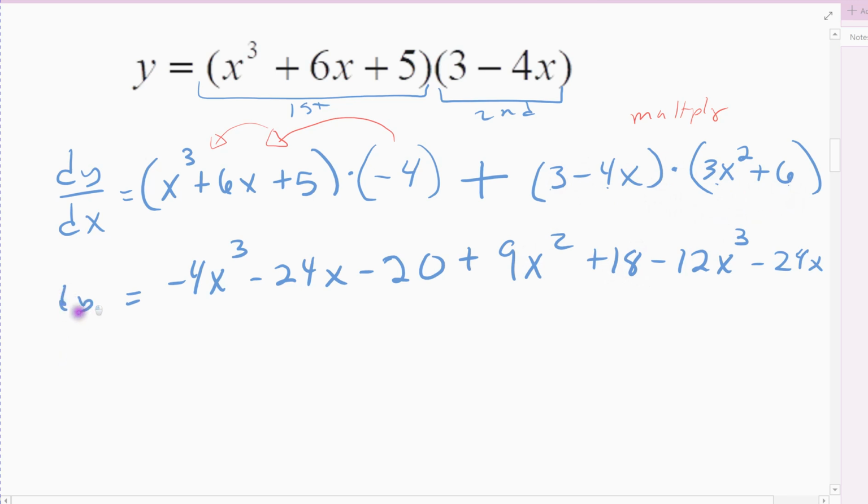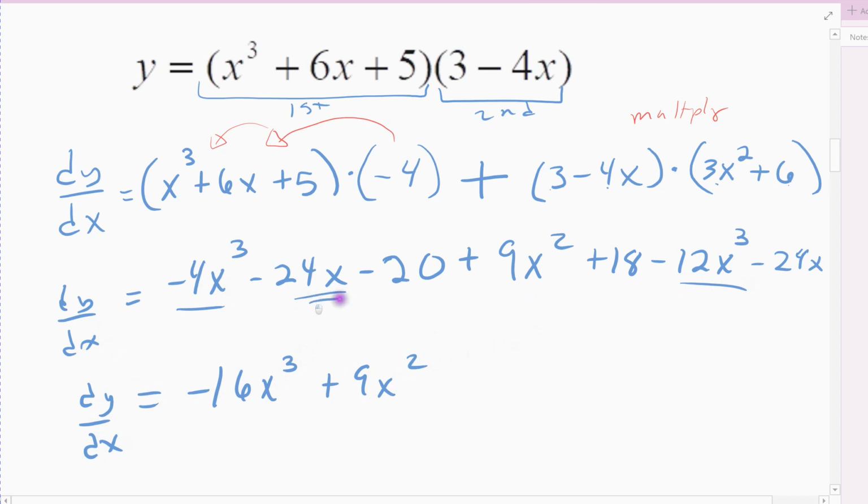And now I collect my like terms. Remember, my like terms are only my same variable parts. And we usually start with the highest degree. So I've got a cube with this cube, so I've got negative 16x cubed. I've got just the one square term, so 9x squared. Got this x term and that x term, so negative 48x. And then negative 20, plus 18 is just going to leave me with a constant of negative 2.